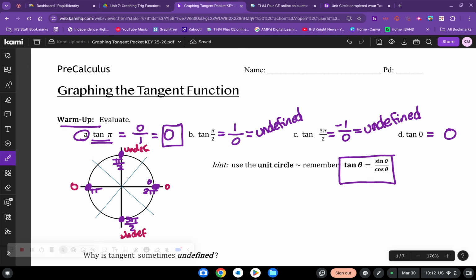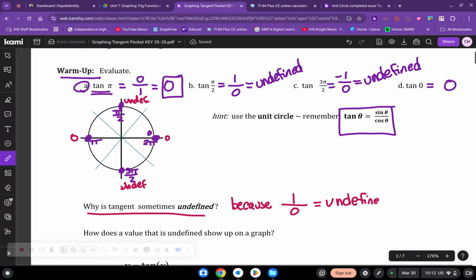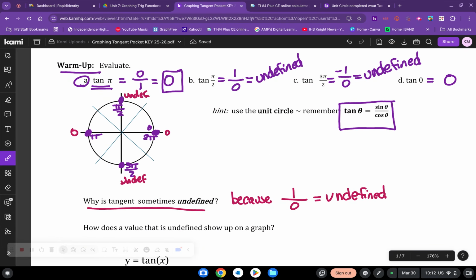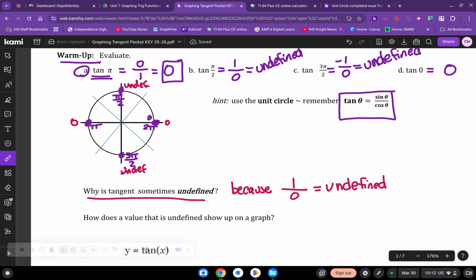So why is tangent sometimes undefined? It is because when I evaluate, I end up with 0 in the denominator of a fraction, and this itself is undefined. So how does something that is undefined show up on my graph? We saw this a lot when we did our rational functions, and rational functions had things like this that show up horizontally or vertically, or sometimes both.